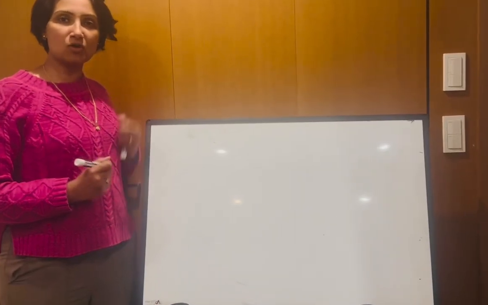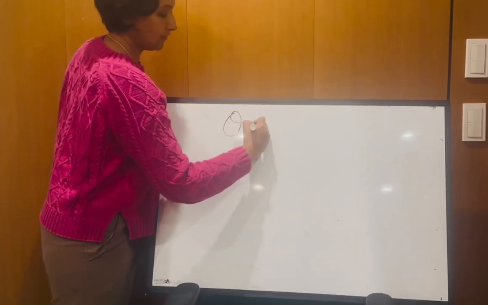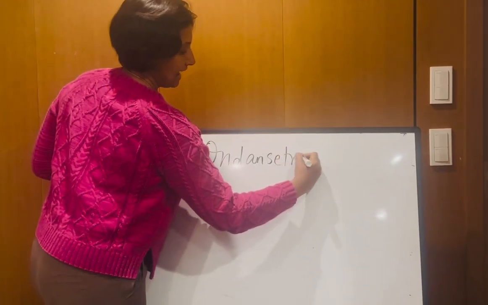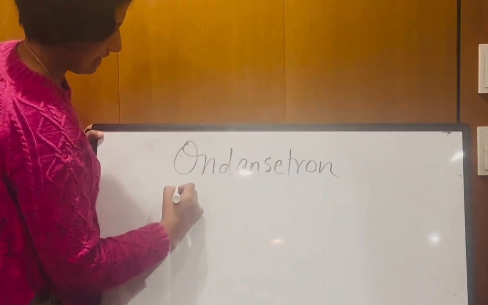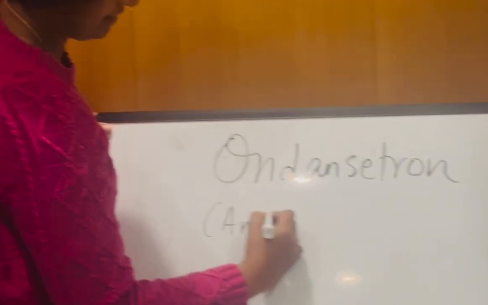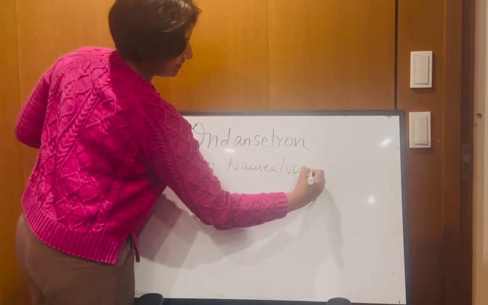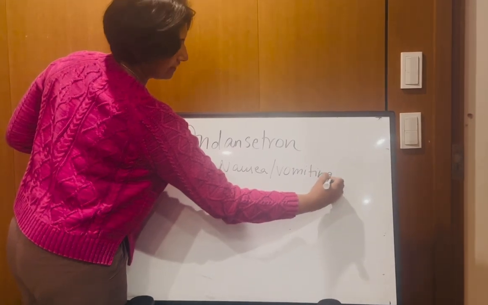Everyone. Today let's talk about ondansetron, a very commonly used anti-emetic. Emetic meaning anti-nausea and vomiting. The trade name is Zofran.